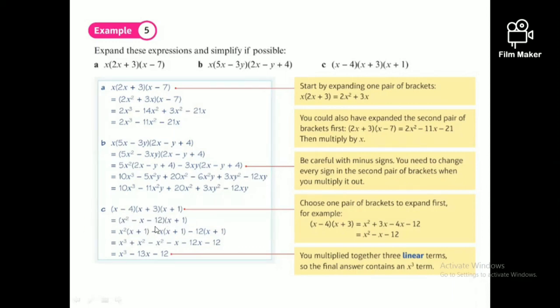x squared into x is x cubed. x squared into 1 is x squared. Minus x into x is minus x squared. Minus x into 1 is minus x. Minus 12 into x is minus 12x. Minus 12 into 1 is minus 12. Then see whether there are any similar terms. x cubed terms, only this. This plus x squared and minus x squared get cancelled. x terms are minus x minus 12x, that is minus 13x. Constant terms, only minus 12 remains in this answer.